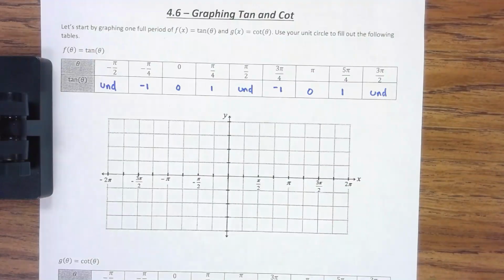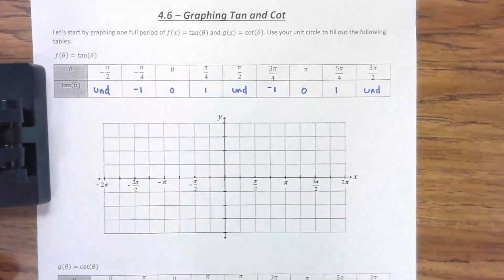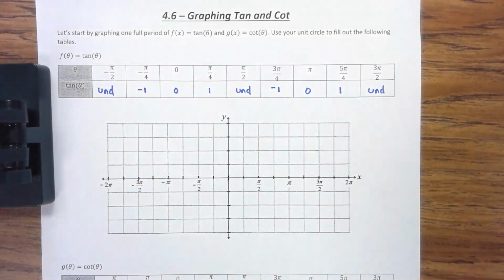So, graphing tangent and coming up with these values here. Let's just check those first. Anytime we divide by 0, we get something that is undefined. All other values are negative 1, 0, 1, negative 1, 0, 1. Now, this undefined part of the graph is something we saw with secant and cosecant.